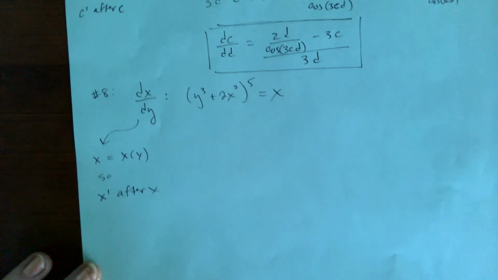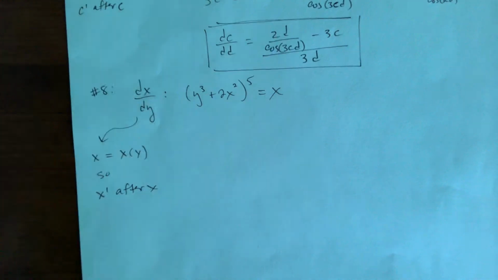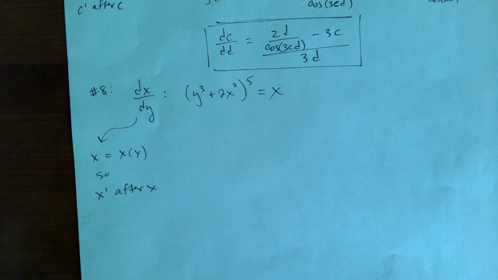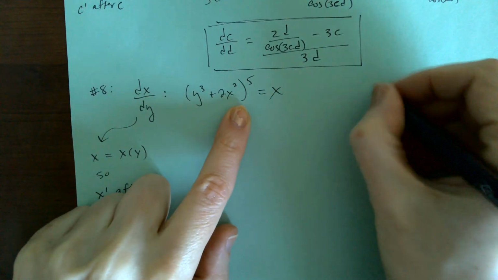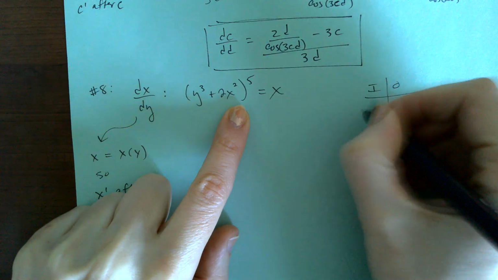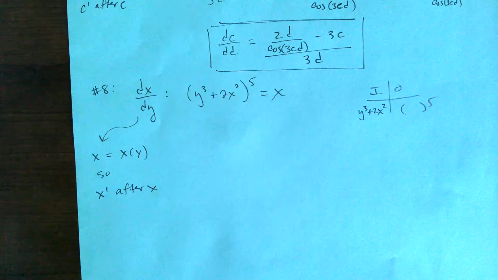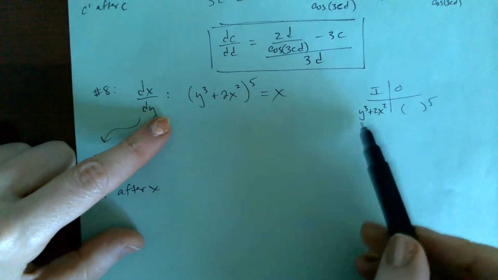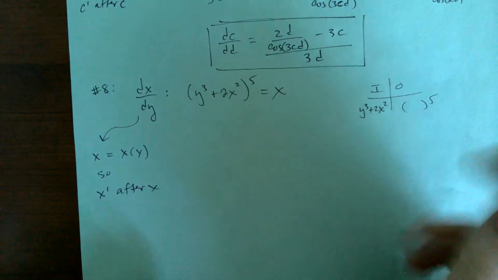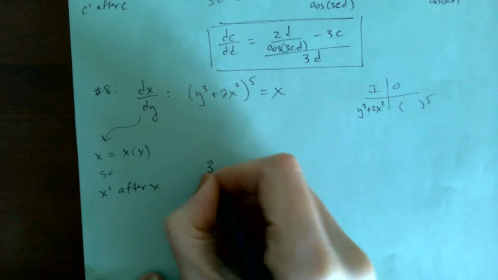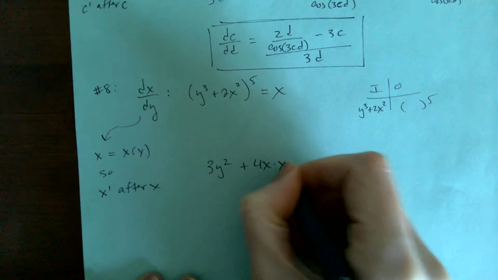So you're just going to really have to concentrate because in past problems, you're used to putting a y prime after a y when you have x's and y's. And now we need an x prime after an x. So I'm going to need chain rule to take this derivative. The inside is y to the third plus 2x squared, all to the fifth. All right. So the derivative of this inside, remember y's are normal, but we need an x prime after an x. So the normal derivative of y to the third is 3y squared, plus 4x x prime.